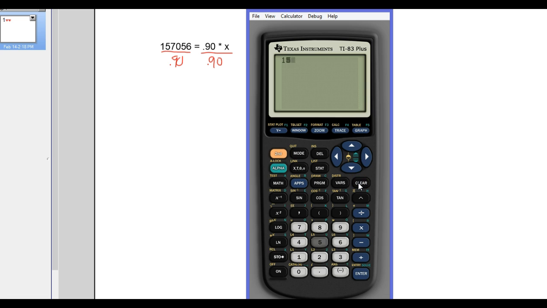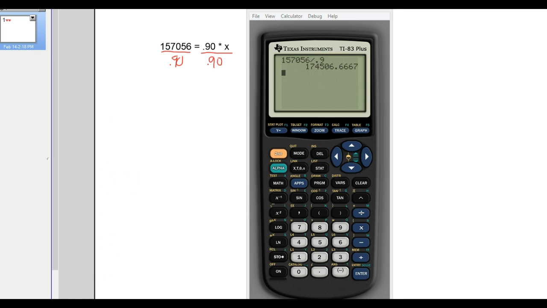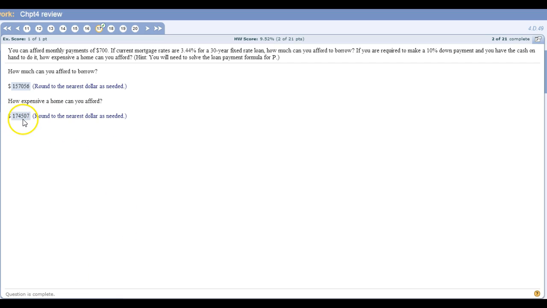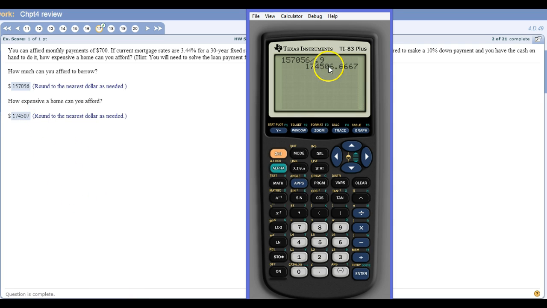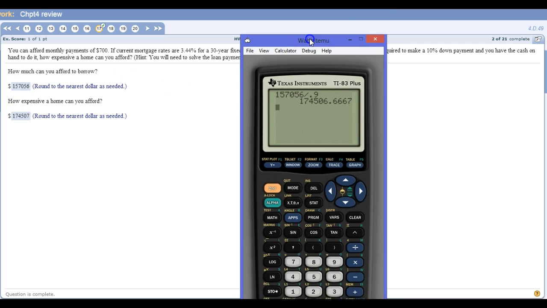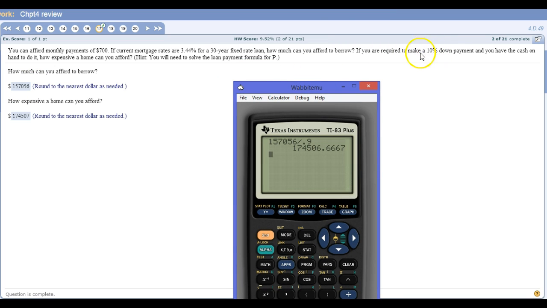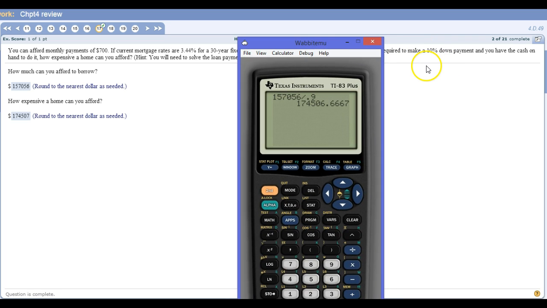Alright, so I have to divide 157.056 by 0.9. There's 174.506 and some change, so we'll round it to 174.507. And again, that's what we got right there, 174.507. Alright, so that's an easier way. Once you get that number right here, just divide that number by 1 minus whatever you're required to make your down payment as a decimal. So if it had been 20% down payment, I would have done 157.056 divided by 1 minus 0.2, which is 0.8, and then that would have been my answer.